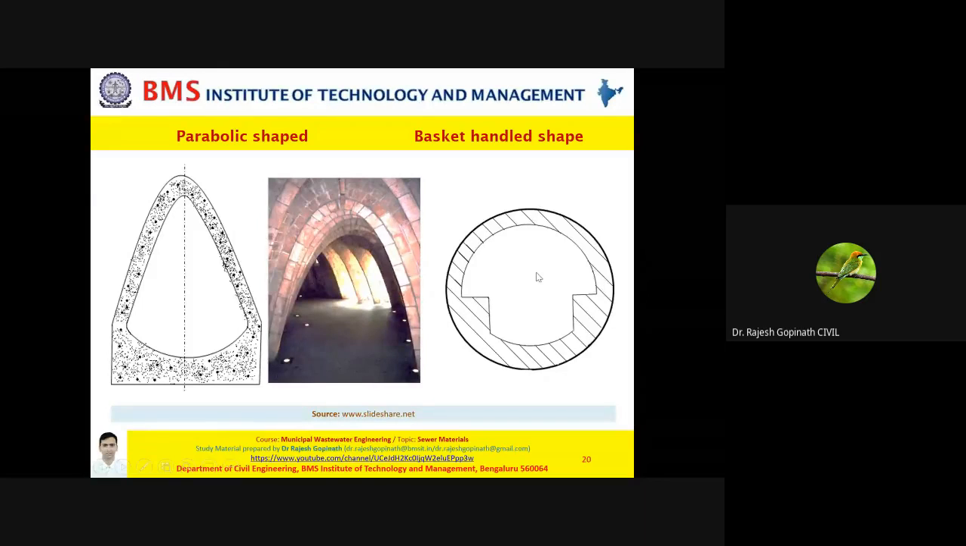Now friends, what happens is, during a dry weather flow or a lean period, when the discharge is very small, it is your bottom portion which carries the small discharge. And during your wet weather flow or during monsoon season, when the sewer is running full, then it is the top portion which carries it. So this kind of shape is very useful when you want to maintain a self-cleansing velocity during dry weather flows. But friends, again, this shape is outdated.